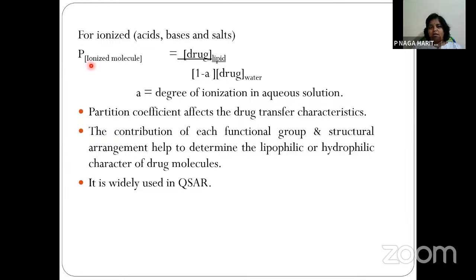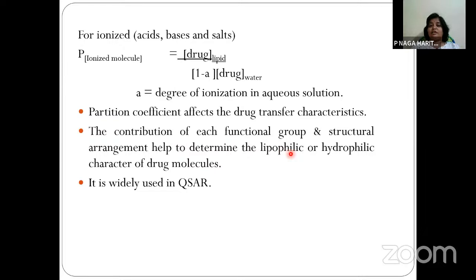And for the unionized molecule here, the partition coefficient can be determined by the concentration of drug in the lipid layer divided by 1 minus A times the concentration of drug in water, where A is the degree of ionization in aqueous solution. And it affects the drug transfer characteristics, obviously. When the drug has a good partition coefficient, it can easily cross the lipoidal membrane and reach the target site. However, if it does not have the proper partition coefficient, then it cannot cross the membrane properly.